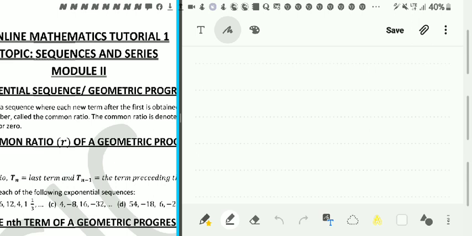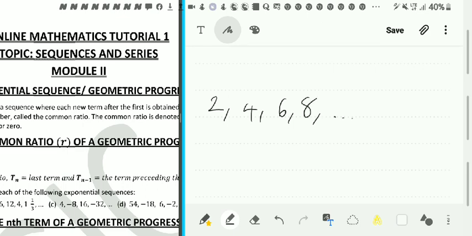We said that if you are given a set of numbers such that each next term, say for example 2, 4, 6, 8, and so on, can be gotten by adding or subtracting a constant term, then the sequence of numbers is known as a linear sequence or an arithmetic progression.